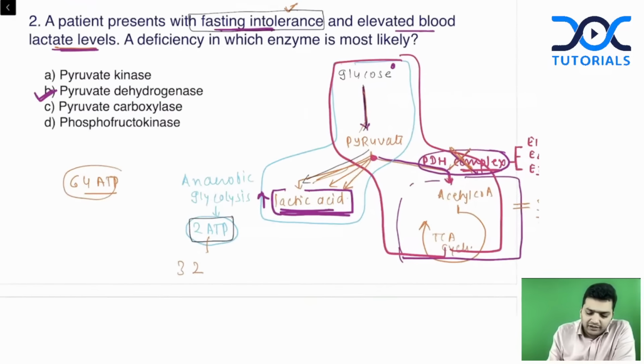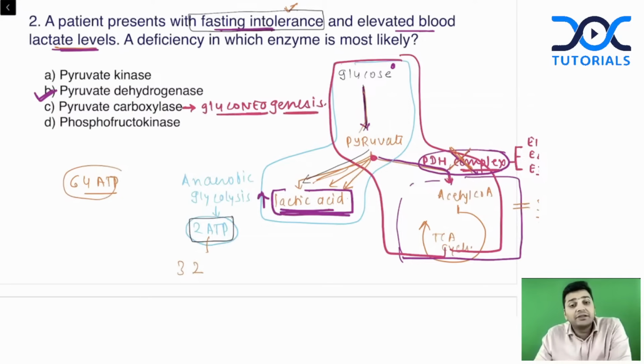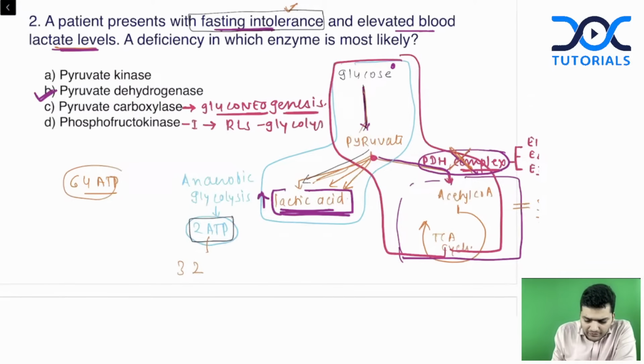Now if we talk about the other enzymes, what are the other enzymes that are written here? See, pyruvate carboxylase is used during gluconeogenesis, and that is going to be used in the well-fed state. When we are going to do the gluconeogenesis, at that time the pyruvate carboxylase is required. Phosphofructokinase 1, PFK1, is the rate limiting step of glycolysis. And pyruvate kinase is basically the last enzyme in the glycolysis, the 10th enzyme.